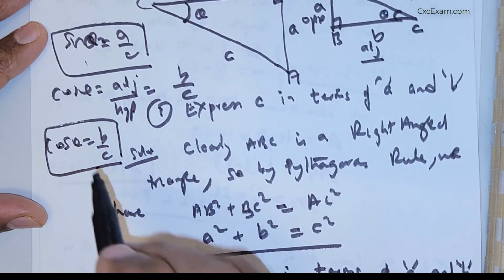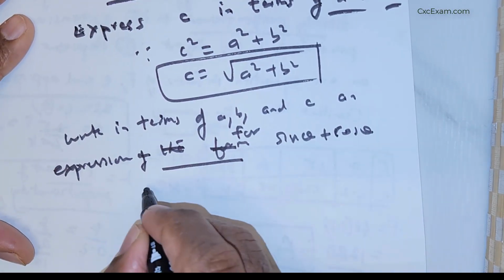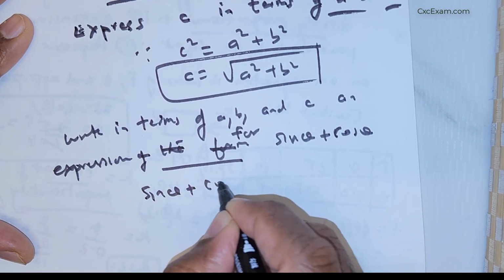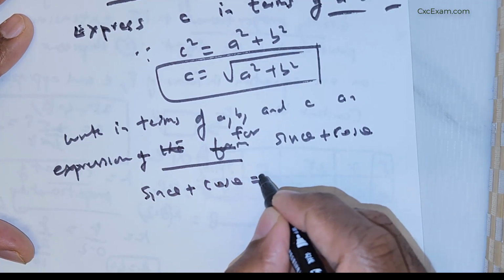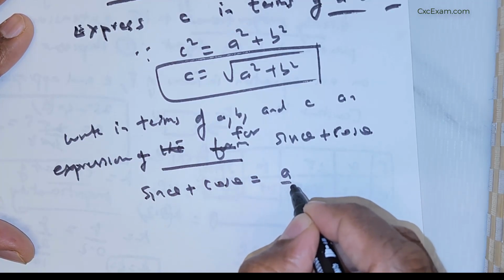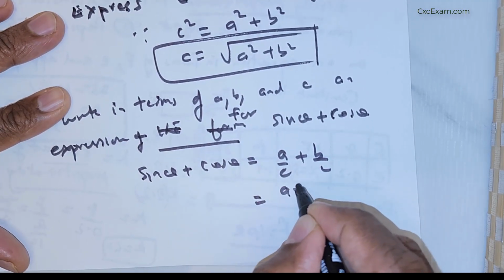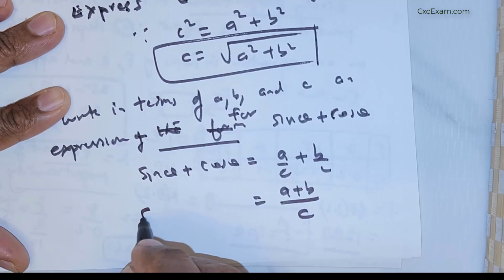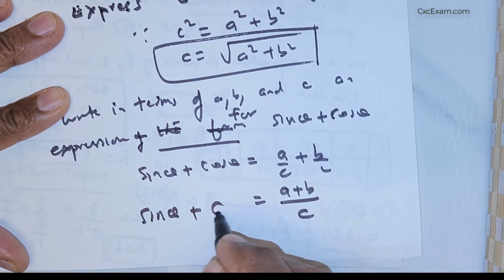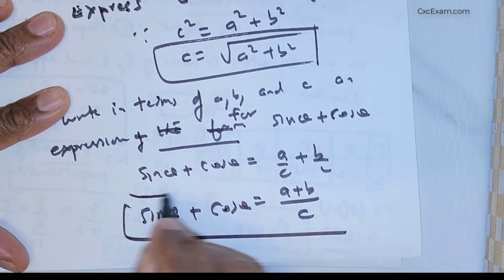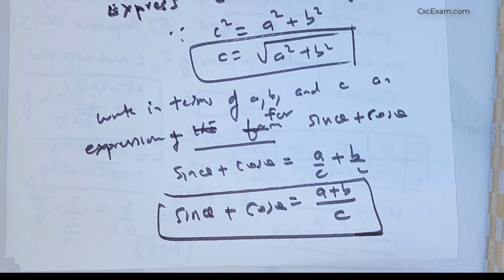So you have sine theta, you have cos theta. So what they are asking us is, what is sine theta plus cos theta? So sine theta is A over C, cos theta is B over C. Together it's A plus B over C. So this is sine theta plus cos theta. Okay, that's a solution for this question.